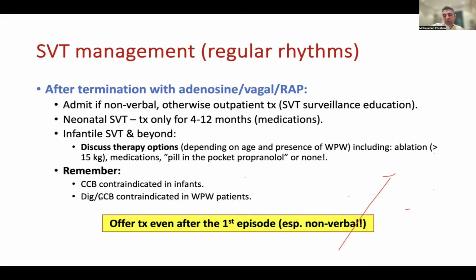I try to avoid digoxin and calcium channel blockers, which I don't even routinely use anyways. But I usually do beta blockers or flecainide. Flecainide is a very good agent for WPW. Of course, if there is WPW and the patient is not wanting ablation for whatever reason, I usually do beta blockers or flecainide. These are my two main drugs. Flecainide is a very good agent for WPW patients.